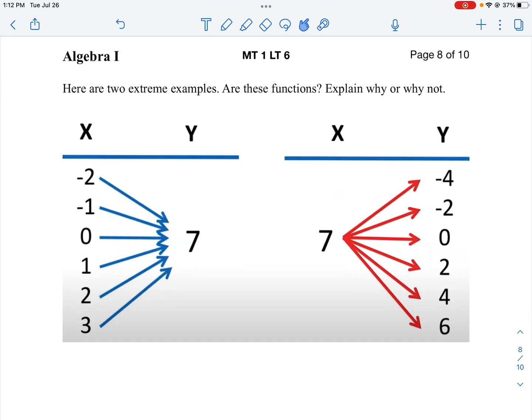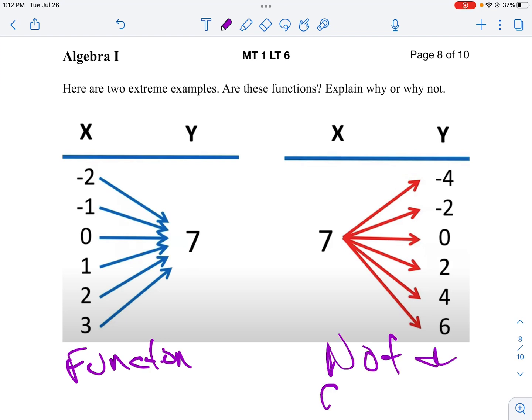Here we have an extreme value. Notice I only have one value of my range. But notice it's predictable. No matter what number I pick for x, I know my answer is 7. So this is a function. Or just the opposite. If I pick 7, I don't know what answer I should predict, so that's not a function. Those are two extreme values you'll see once in a while, and they can be kind of confusing.